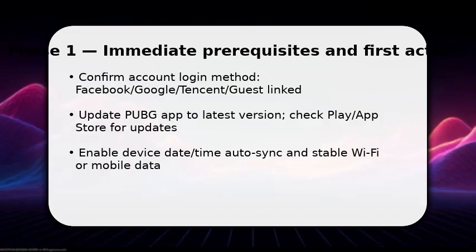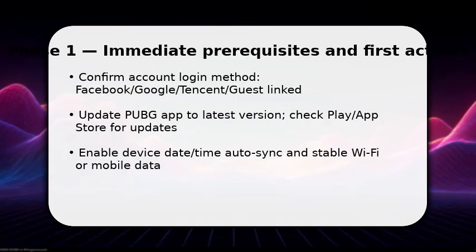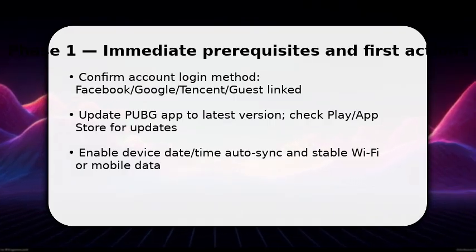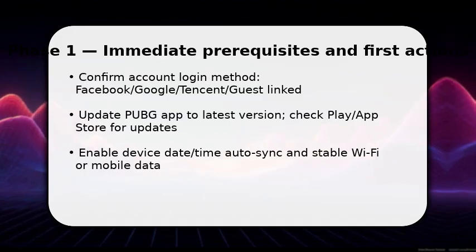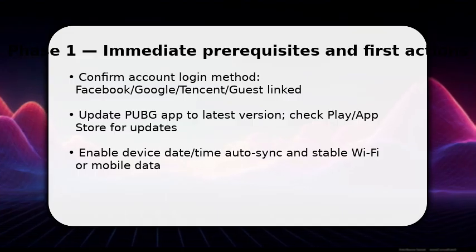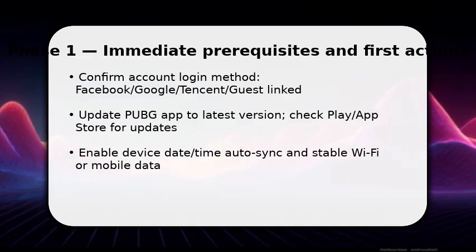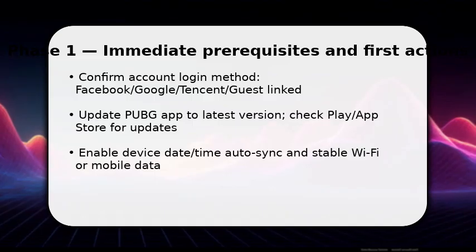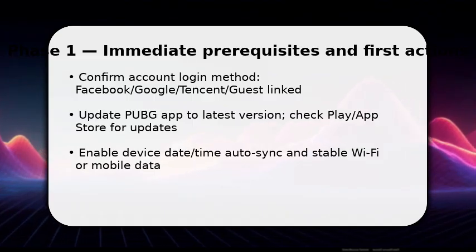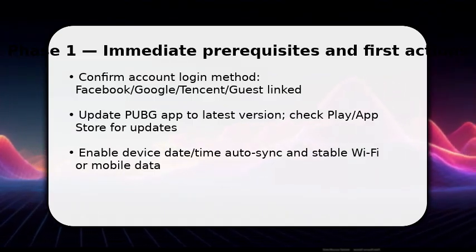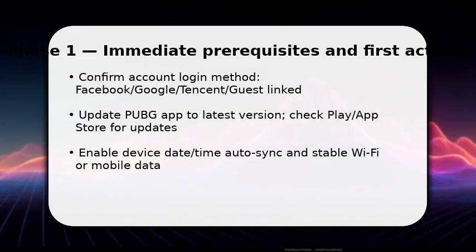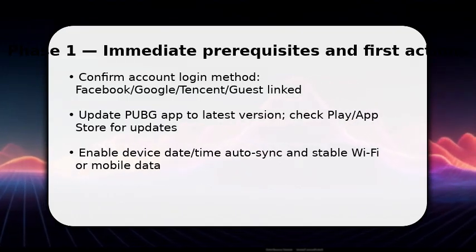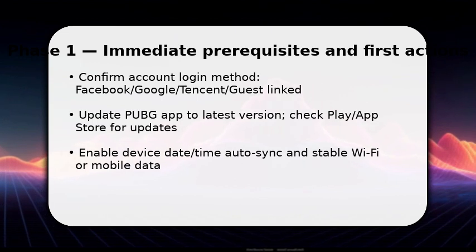You start by confirming your account and environment. Log into the Pubg account you want trusted, then immediately link a social or platform account if you haven't already. This creates a persistent ID. Once done, update the game to the latest version and make sure your device clock is set to automatic. Pubg checks timestamps. Also, connect to a stable network. Intermittent connections create authentication failures. These steps set the stage for the in-game trust process.